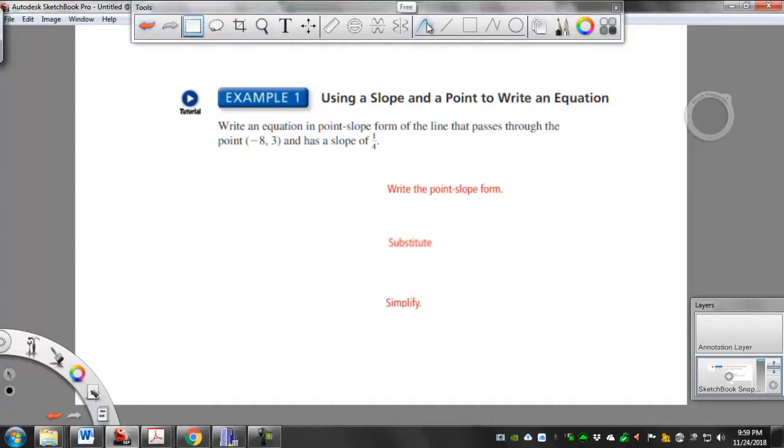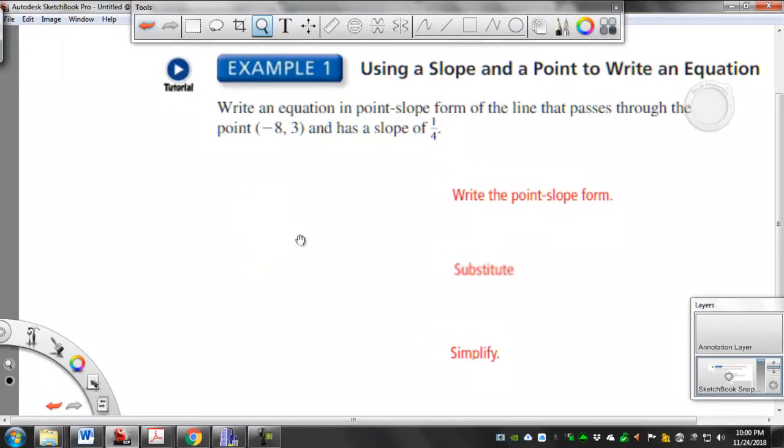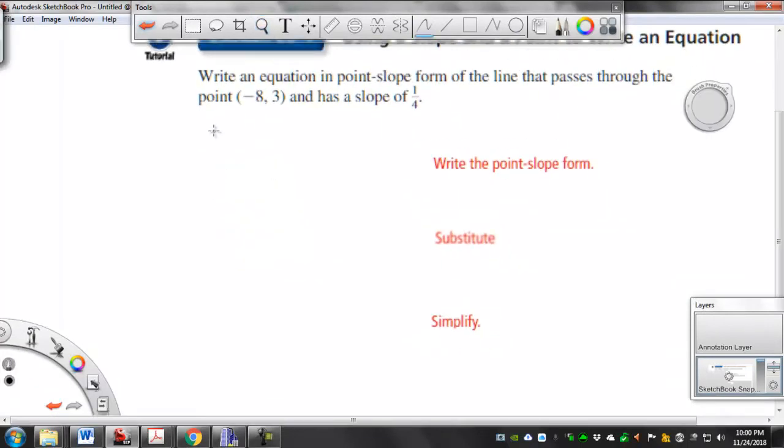One of the problems that you're going to be asked to do on the homework is to take a slope that's given and a point that's given and to write an equation in point slope form. So remember the formula for point slope form is y minus y1 equals m times the quantity of x minus x1.